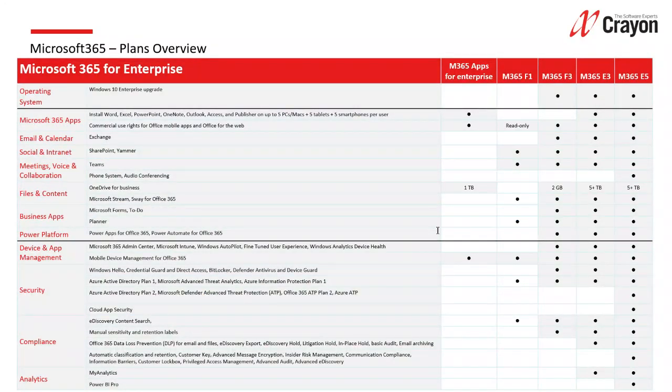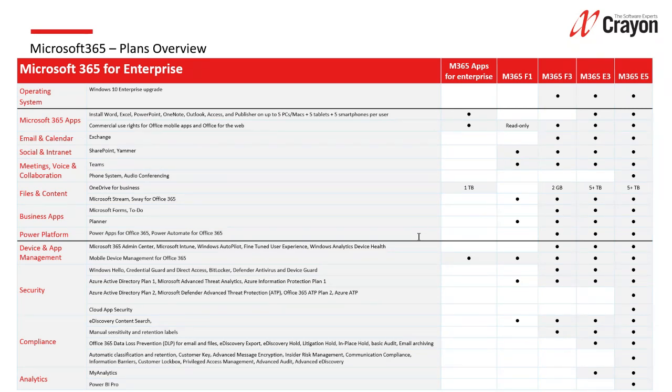So I tried to split the functionalities into 3 layers so that it will be easier to follow and to see the differences. So we have operating system, Office apps and other productivity tools, and security and compliance features. As you can see, the biggest difference between them is the availability of the operating system, Windows upgrade for enterprise, which is available only in F3, E3, and E5 plans.